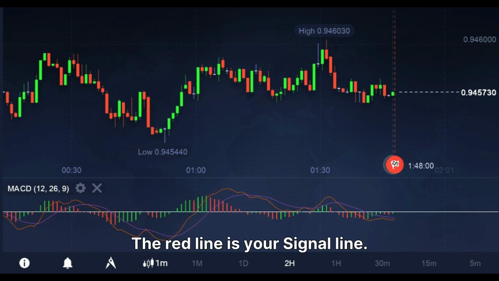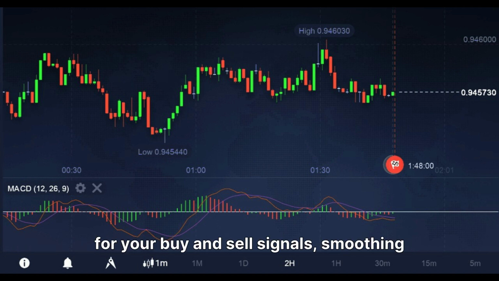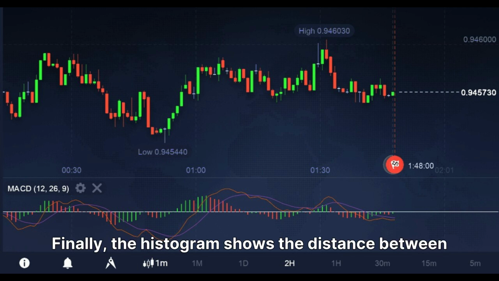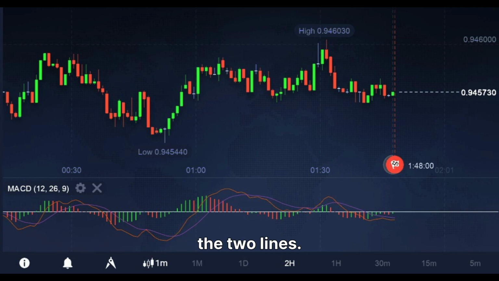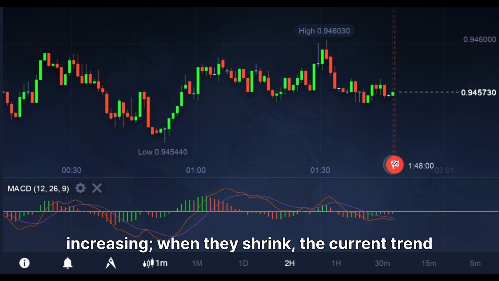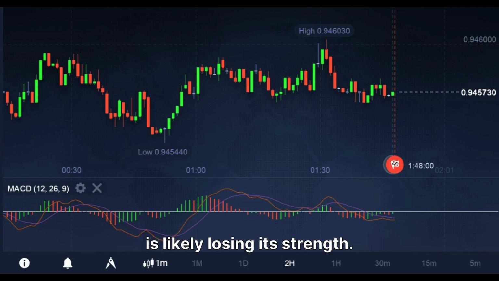The red line is your signal line. It's a 9-period EMA of the MACD line itself. This slower line acts as a trigger for your buy and sell signals, smoothing out the noise. Finally, the histogram shows the distance between the 2 lines. When the bars are growing, momentum is increasing. When they shrink, the current trend is likely losing its strength.